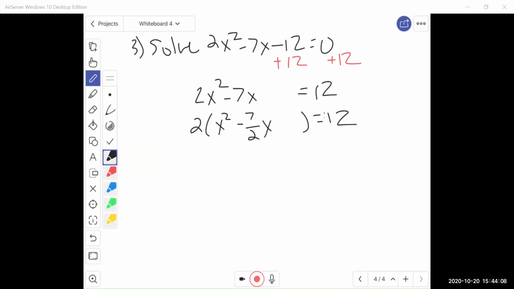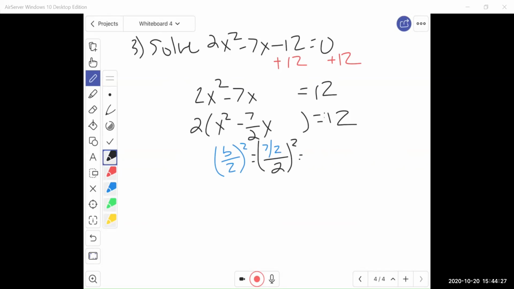Now I am ready to complete the square. Again, completing the square would be b over 2 squared. So what's your b value? My b value here is 7/2. And then I'm dividing that by 2, and I'm going to square it.